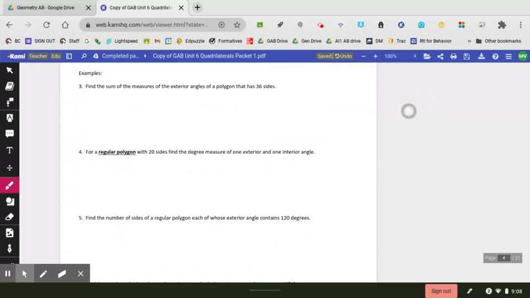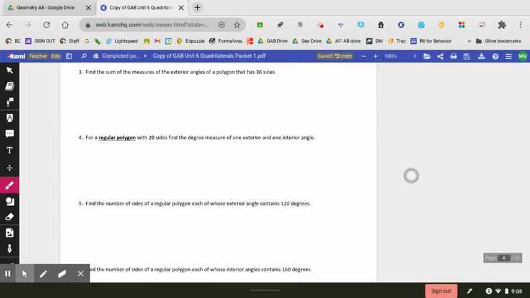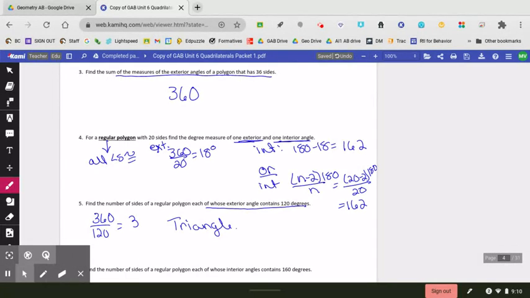So I want you to pause, and I want you to try to do 3, 4, and 5. Okay, so hopefully you paused and did these. Number 3, find the sum of the measures of the exterior angles of a polygon with 36 sides. Again, the exterior angles, I don't care how many sides, it's 360 degrees.